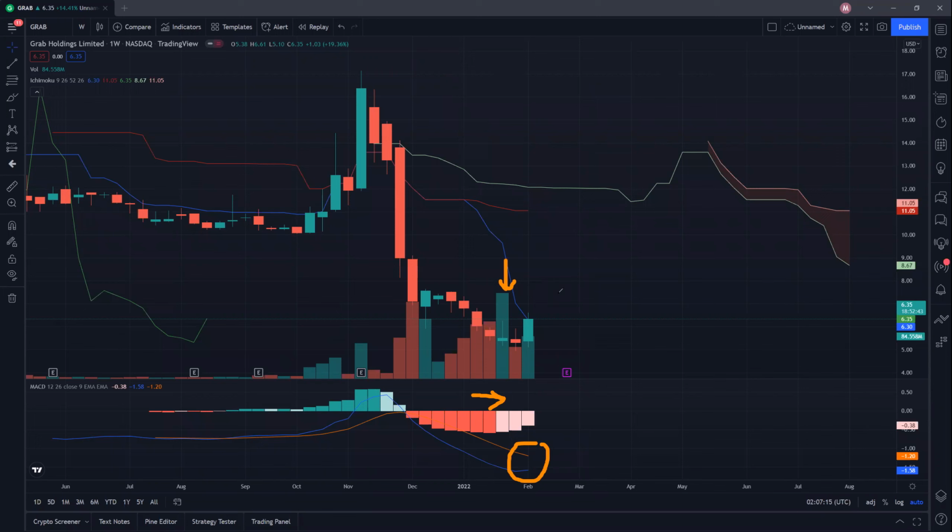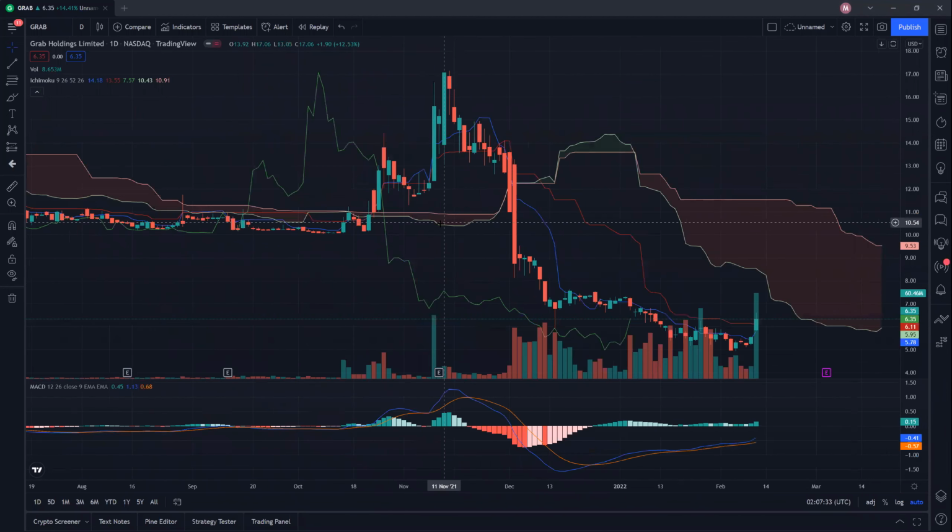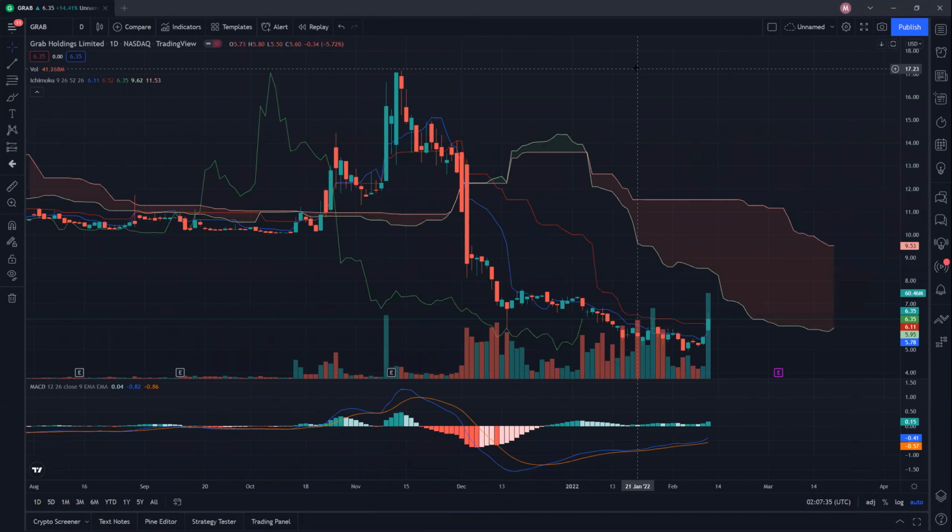So the cost price may be about $5.30 to $5.50, or even below $6. I believe that they may potentially continue to push the price up so long as there's no other bad news and not too much selling pressure. So let's take a look at the daily charts to get a better idea of where the potential resistance is.